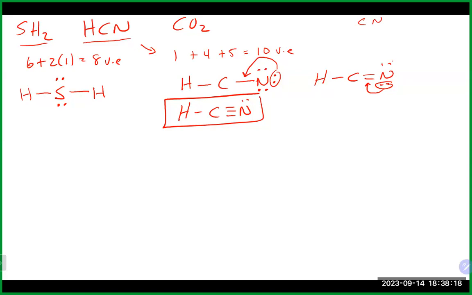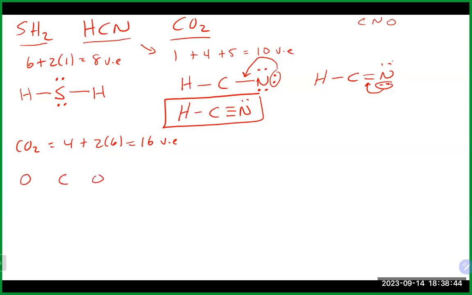Other questions? So with that in mind, let's take a look at this one, which might be a good example of that. So we do have carbon here, which is 4. We have 2 times 6, which is oxygen, is 12. And that's 16 valence electrons. Once again, our oxygen is further to the right than our carbon, so carbon should be in the middle.